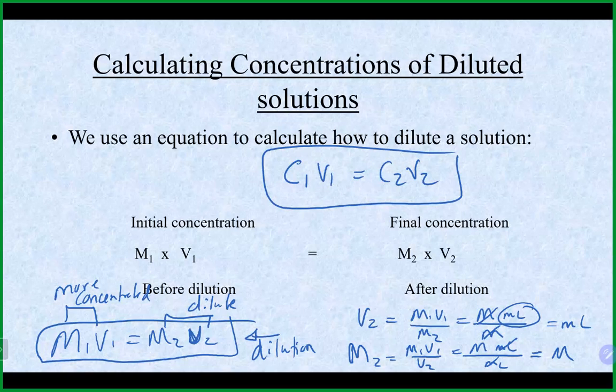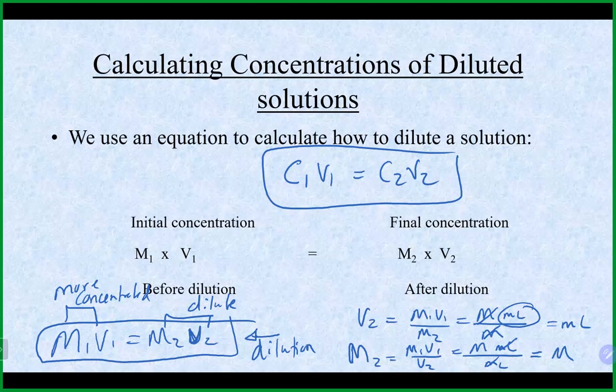You can use any type of concentration unit. Most people use M1V1 equals M2V2 because molarity is pretty much the most common unit of concentration. So that's why people usually use that one. But technically speaking, you could do this equation with any concentration unit on both sides.